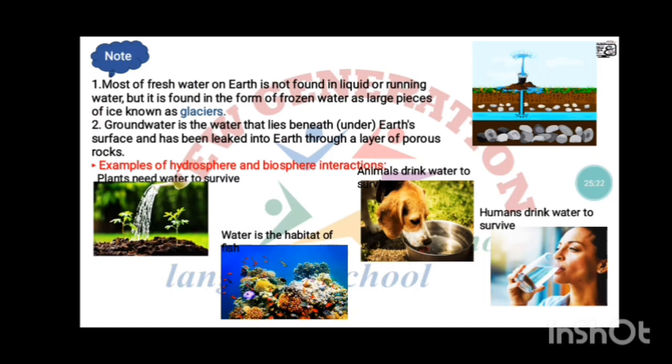Most of the fresh water on Earth is not found in liquid or running water, but in the form of frozen water, as large pieces of ice known as glaciers.